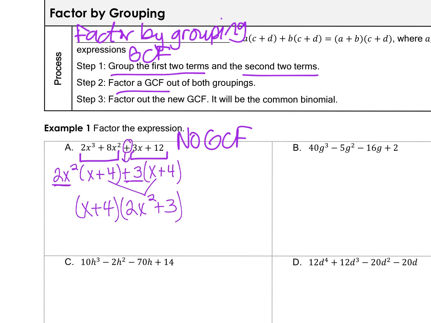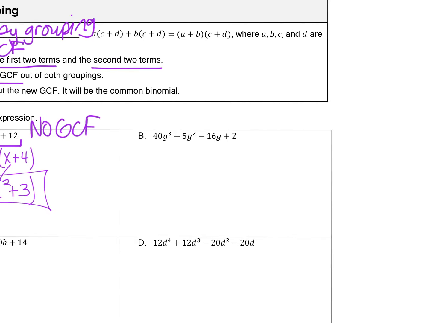After you've factored by grouping, make sure you're checking to see if you can go another step, and we cannot because it's not a difference of squares there. So that's as far as we can go. So this is factoring by grouping. Anytime you have 4 terms, that's how you're going to factor it. Okay, let's take a look at another example.